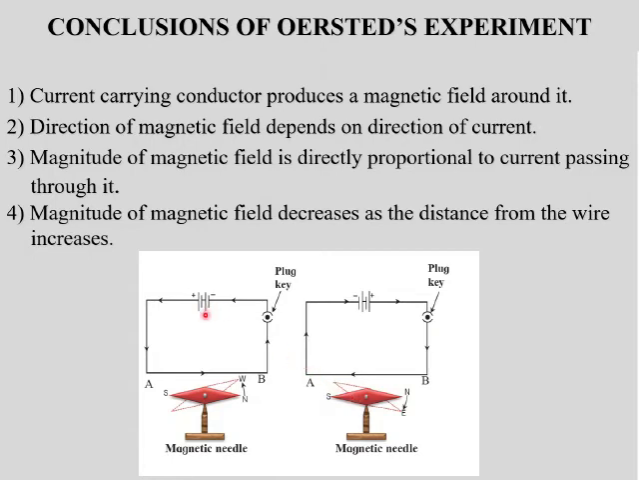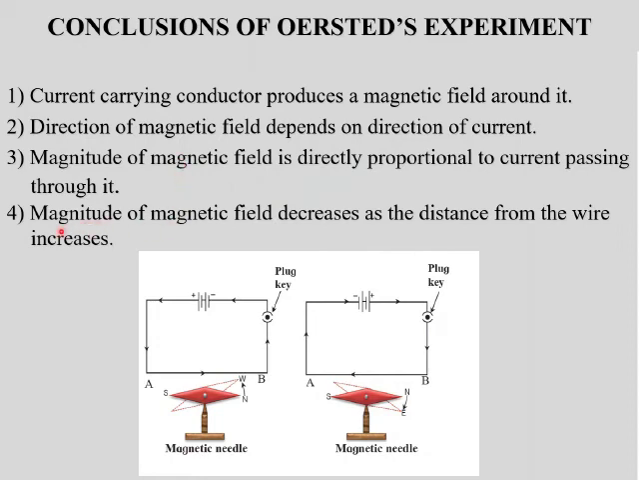If you reduce the number of cells, you observe that the deflection in the needle also decreases, because if we decrease the number of cells, the current becomes weak and the magnetic field also becomes weak, and as a result, the deflection of the magnetic needle will be very less. So we conclude that the magnitude or strength of the magnetic field is directly proportional to the current passing through it. The more current that we pass, the stronger will be the magnetic field.